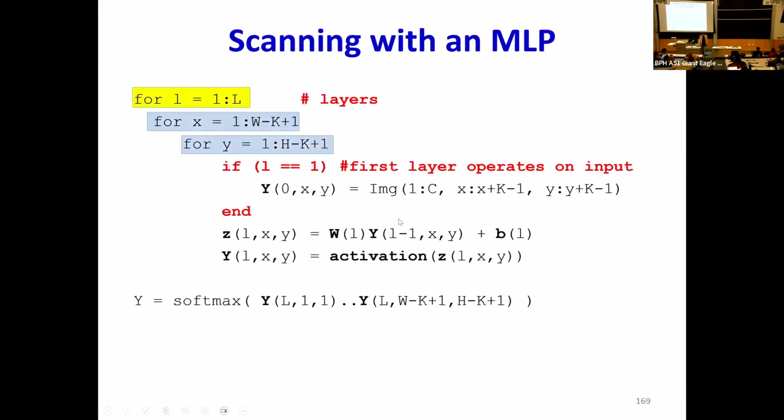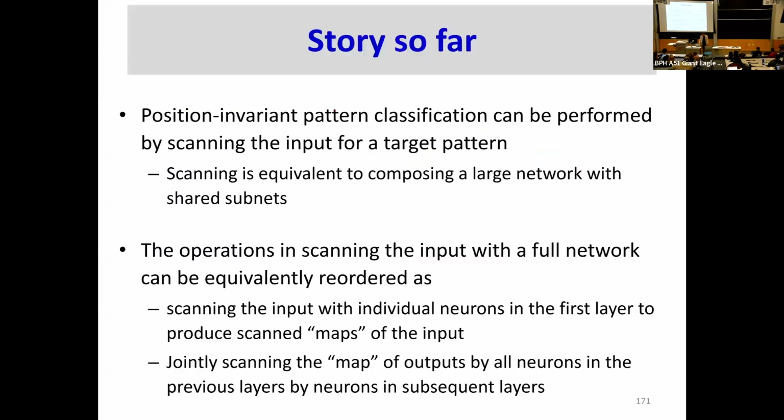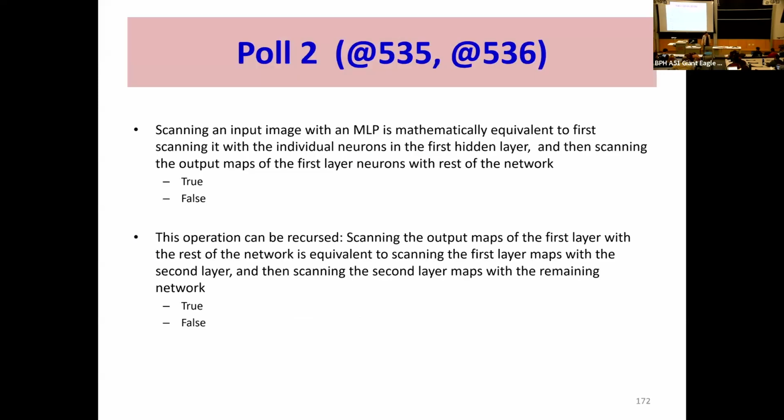There isn't a single map at this point. Each of the first layer neurons has produced a map. Second layer neurons, we're looking at all 4 maps simultaneously because they're going to be looking at the outputs of all of the first layer neurons. Third layer neurons, we're looking at the outputs of all of the second layer neurons simultaneously, and so on. So you are jointly scanning the map of outputs by all the neurons in the previous layer to compute the subsequent layers, right? Here's your second question.